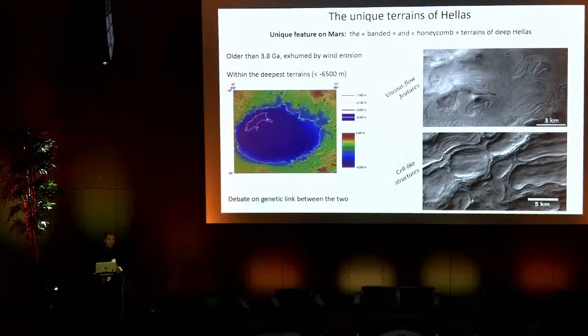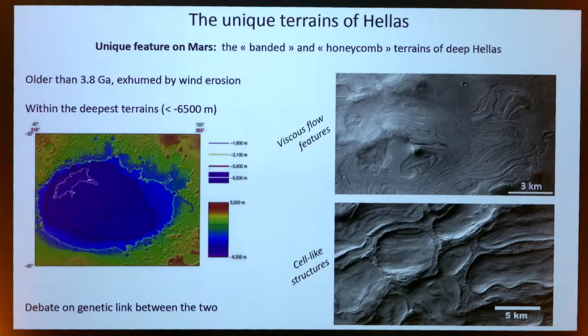There are unique terrains in Hellas Planitia, which are called the banded and honeycomb terrains, and you can see some nice examples on the right. As you can see, they have these sort of shell-like structures. These are the honeycomb terrains, and then you have these sort of viscous flow features, which are called the banded terrains, which usually occur around topographic excursions over the Hellas floor. And these terrains are mostly located in the deepest parts of Hellas Planitia. As you can see in the topographic map, we are talking about the northwestern part of Hellas. We're not on the margin. We're really low in the lowest reaches, minus 7,000 meters. So it's the deepest parts.